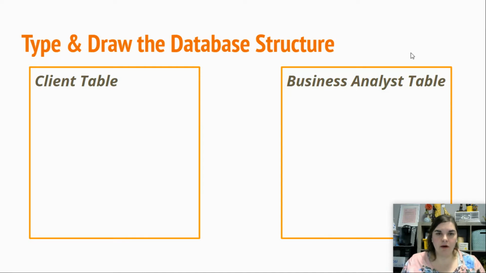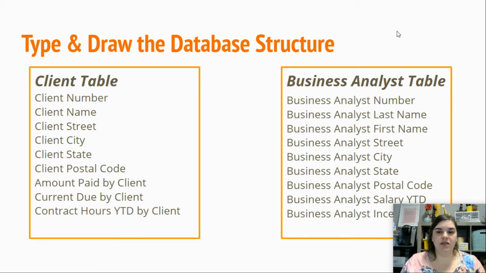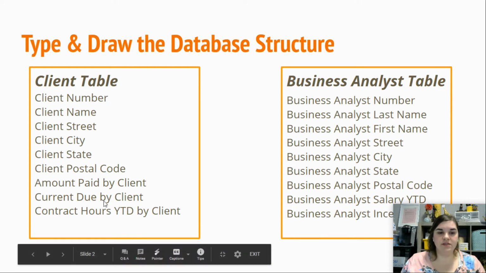So when we talk about creating a table and a structure, you need to separate the fields out and decide which one goes into which table. So if you did this correctly, it should look something like this, where you've got all the client things and anything that says client in the client table, and then anything that said business analyst or BA in the business analyst table.